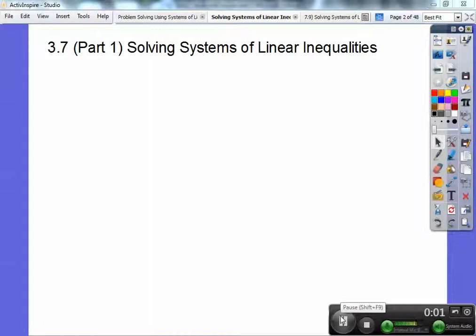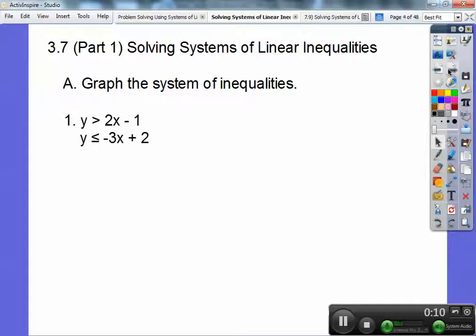Hey everybody, this lesson is on solving systems of linear inequalities. So we've done lots of this before. We're just going to combine a few things here. So we're going to graph the system of linear inequalities. First we're going to graph the lines y equals 2x minus 1 and y equals negative 3x plus 2. Just remember this one's a dotted line right here and this one's a solid line right here.